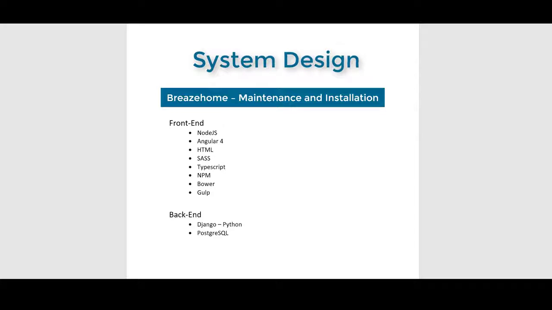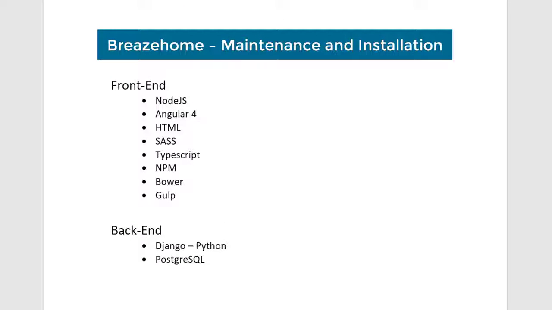The system design of BreazeHome 2.0 is as follows. The front end of BreazeHome is built using the Ionic Mobile Development Framework, which itself includes Node.js, Angular 4, HTML, SCSS, and TypeScript. NPM, Bower, and Gulp are also used in the front end. The back end of BreazeHome is built on Django using Python, and the database is implemented using PostgreSQL.